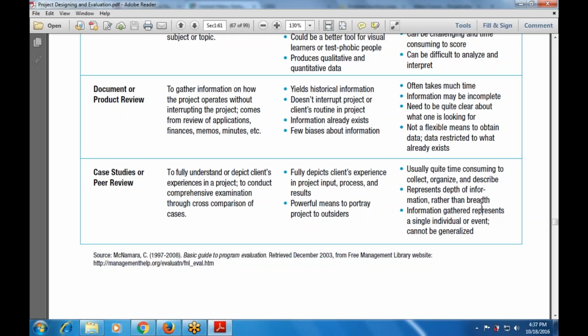Then it represents depth of the information rather than the breadth. Whatever information is in depth, that is provided by the concerned persons, by the available persons. So it provides the depth of the information rather than the breadth.